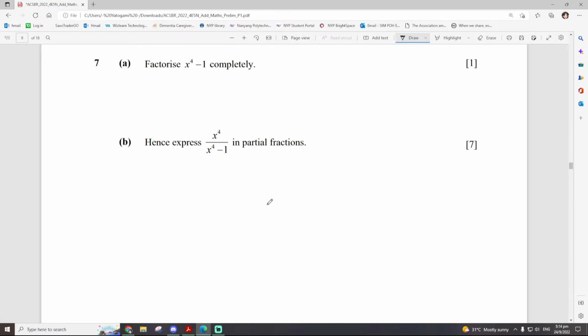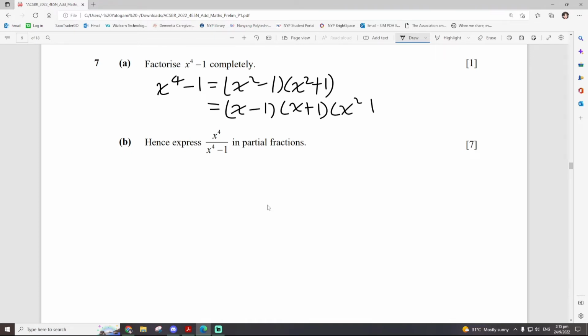Factorize x power 4 minus 1 completely. Okay, so the insight here is you need to be able to see that this is actually x squared squared minus 1, and write this as x squared minus 1, x squared plus 1. And then we'll factorize x squared minus 1 itself. We'll get x minus 1, x plus 1, x squared plus 1.